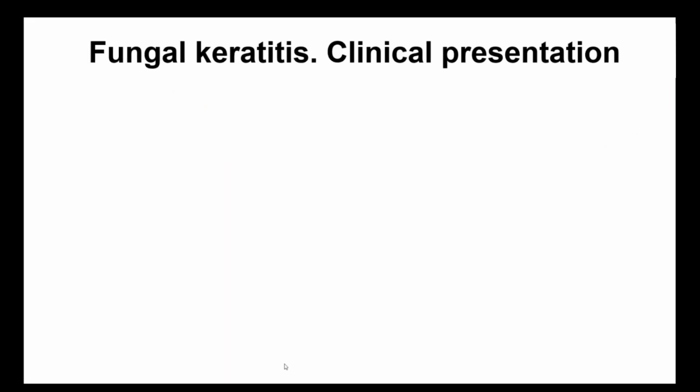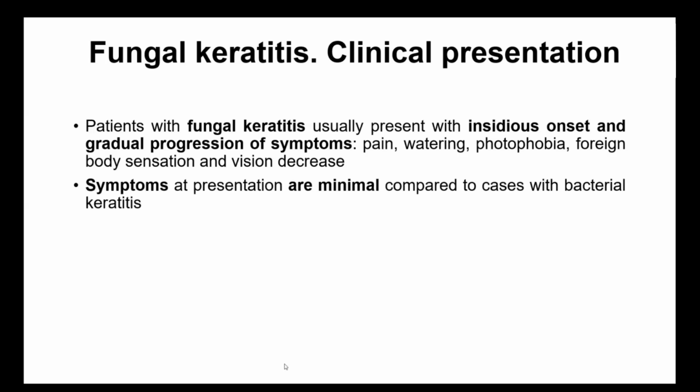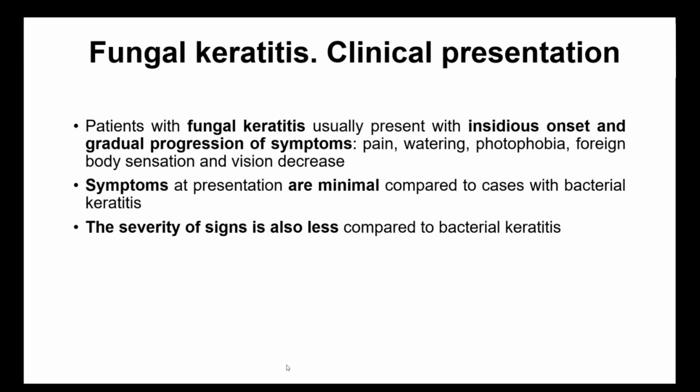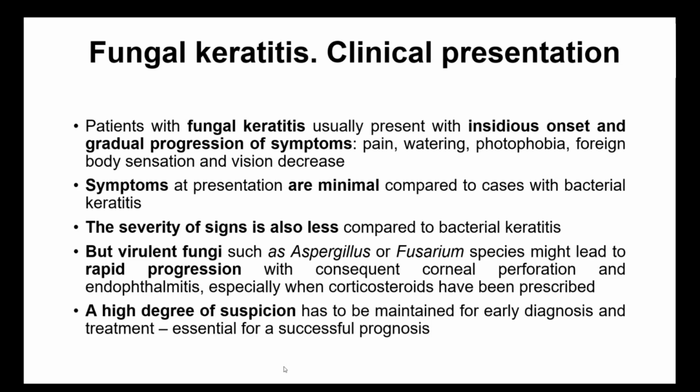So, clinical presentation. Patients with fungal keratitis usually present with insidious onset and gradual progression of symptoms. Symptoms at presentation are minimal compared to cases with bacterial keratitis. The severity of signs is also less compared to bacterial keratitis, but virulent fungi such as Aspergillus or Fusarium species might lead to rapid progression with consequent corneal perforation and endophthalmitis, especially when corticosteroids have been prescribed. Because of that, a high degree of suspicion has to be maintained for early diagnosis and treatment. That is essential for a successful prognosis.